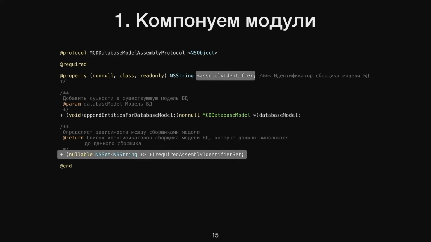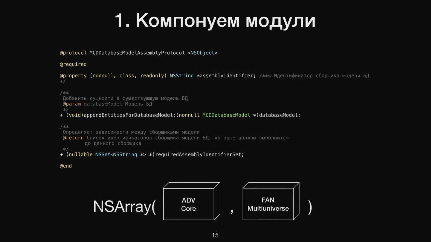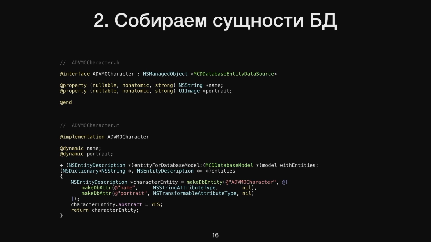So we have the list of classes, but then we need to predefine and identify the interdependencies. For that case, we have two different parameters. First of all, this is the ID model property. The second one is the list of all the IDs required for the model. Based on these two parameters, you can identify with 100% surety the set of the required models and their interdependencies. As a result, we have this array, this model. The 0 index has the ADV core, and index 1 is fan multi-universe.